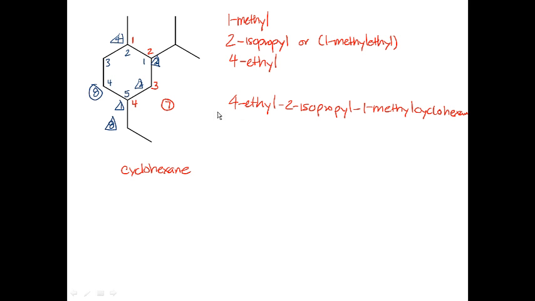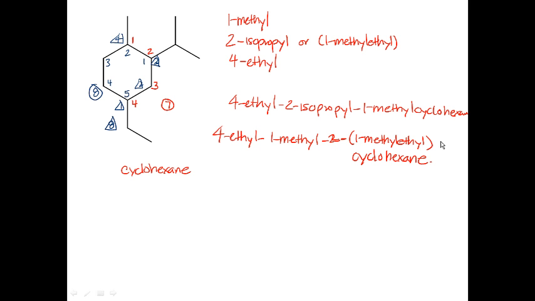If I write this with a 1-methylethyl, I'm going to have 4-ethyl, 1-methyl, because remember methyl comes before methylethyl, and then 2-(1-methylethyl)cyclohexane. So the trickiest part of naming cycloalkanes is simply finding the numbering scheme. Again, the rule here is the lowest sum of substituent numbers.